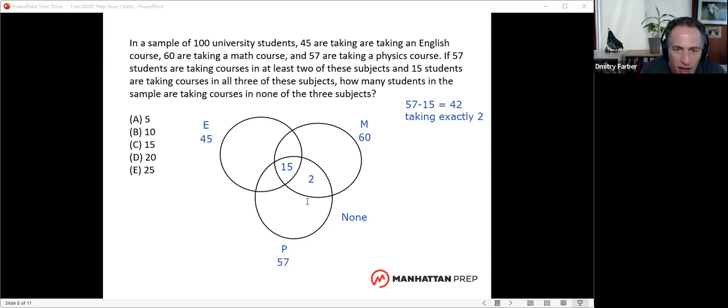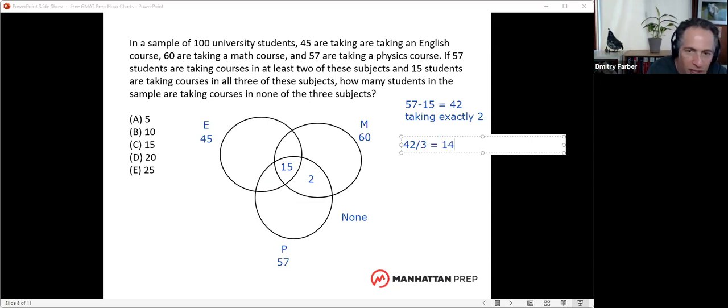So you know what I'm going to do? I'm going to divide that 42 by 3. I'm going to assume something. It's not that I think I know this. I'm just going to pretend, in a sense, that there's 14 people here and 14 people there and 14 people there. I could be wrong, but this is going to do a couple things for me.